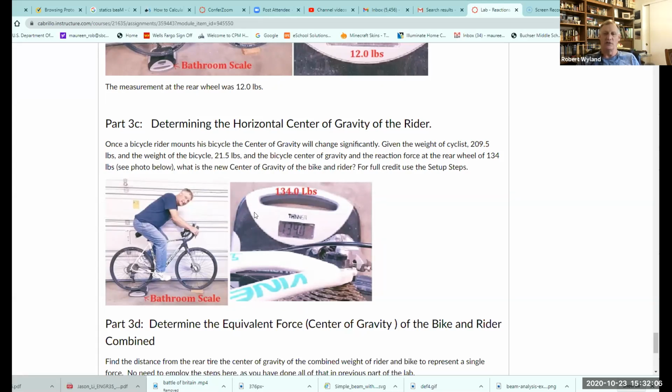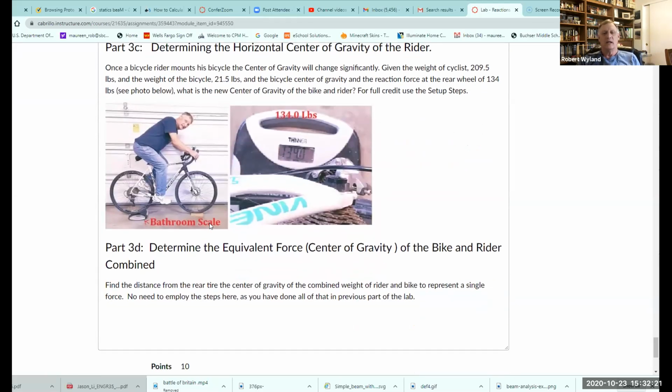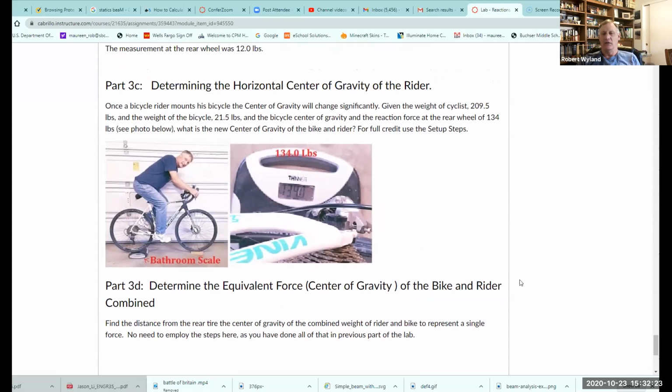One of those forces, we know exactly where it's acting. Only one of those forces, we don't know where it's acting. We need to get that horizontal distance. Again, I'm not concerned about the vertical location of the center of gravity, only the horizontal. And then lastly, this is exactly the same problem again.